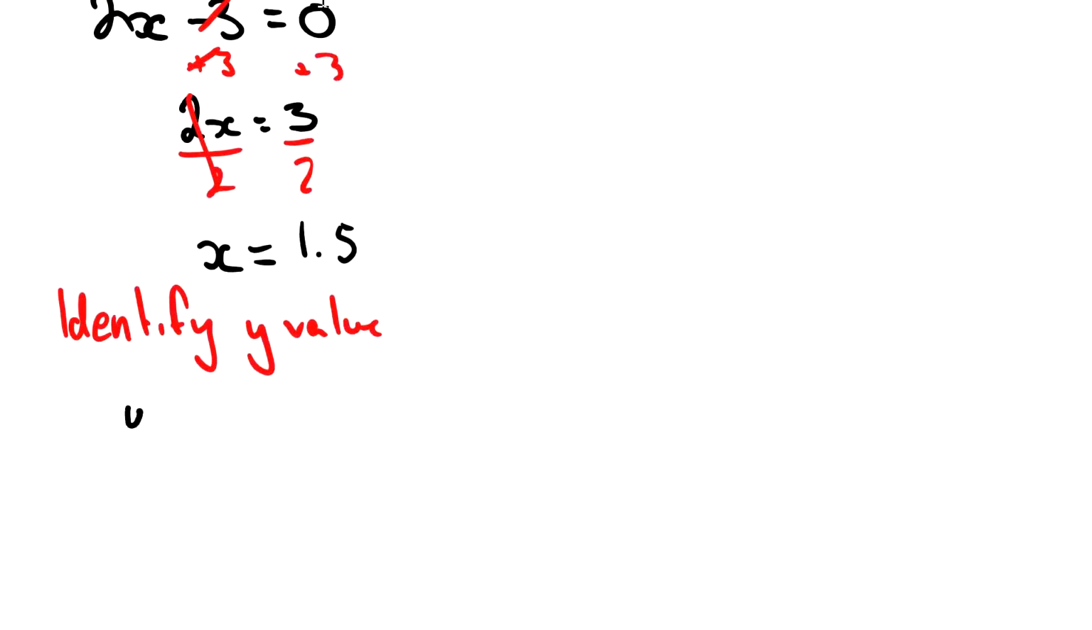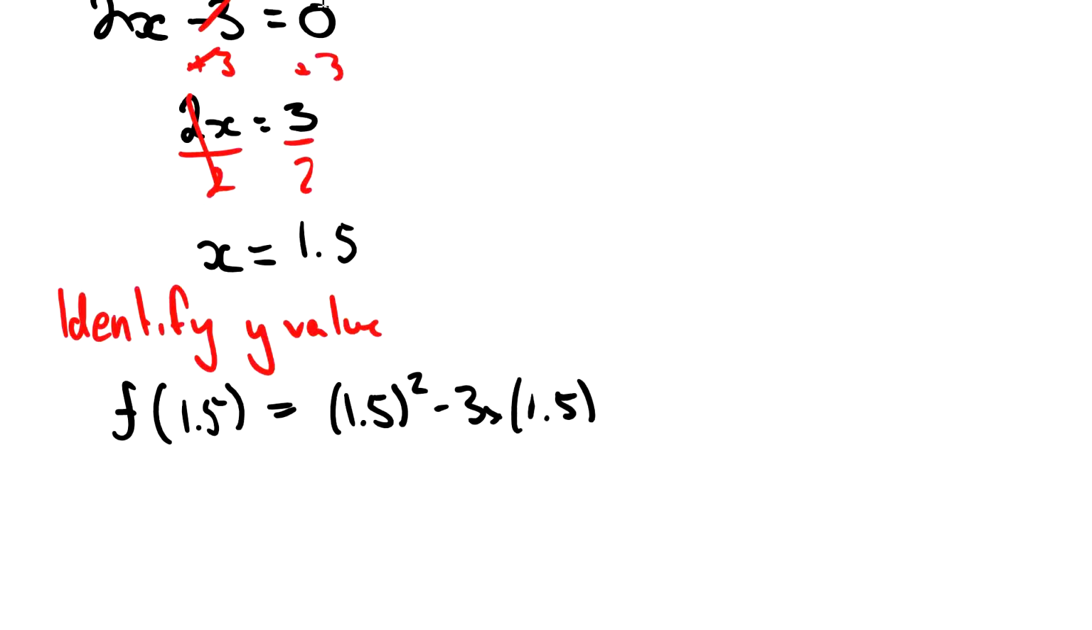If I do that, we get f(1.5) equals 1.5 squared minus 3 times 1.5 and then minus 4. If you put that in the calculator, you're going to come out with something like negative 25 over 4, or probably a better way when you're sketching is to leave it as a mixed fraction, so minus 6 and 1 over 4.